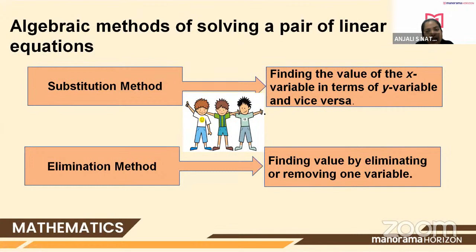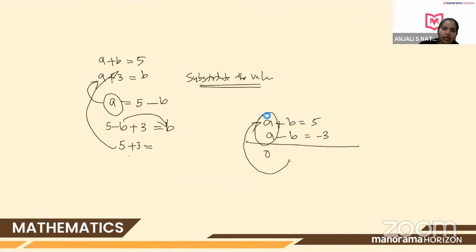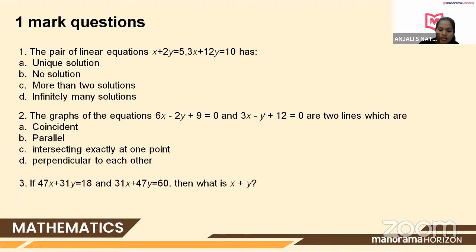Okay. So these are the algebraic methods for solving a pair of linear equations. First is substitution. That is, we find a variable and substitute the value into the other equation. And elimination method is finding the value by removing one variable and finding the other variable. Okay. So moving to the questions.